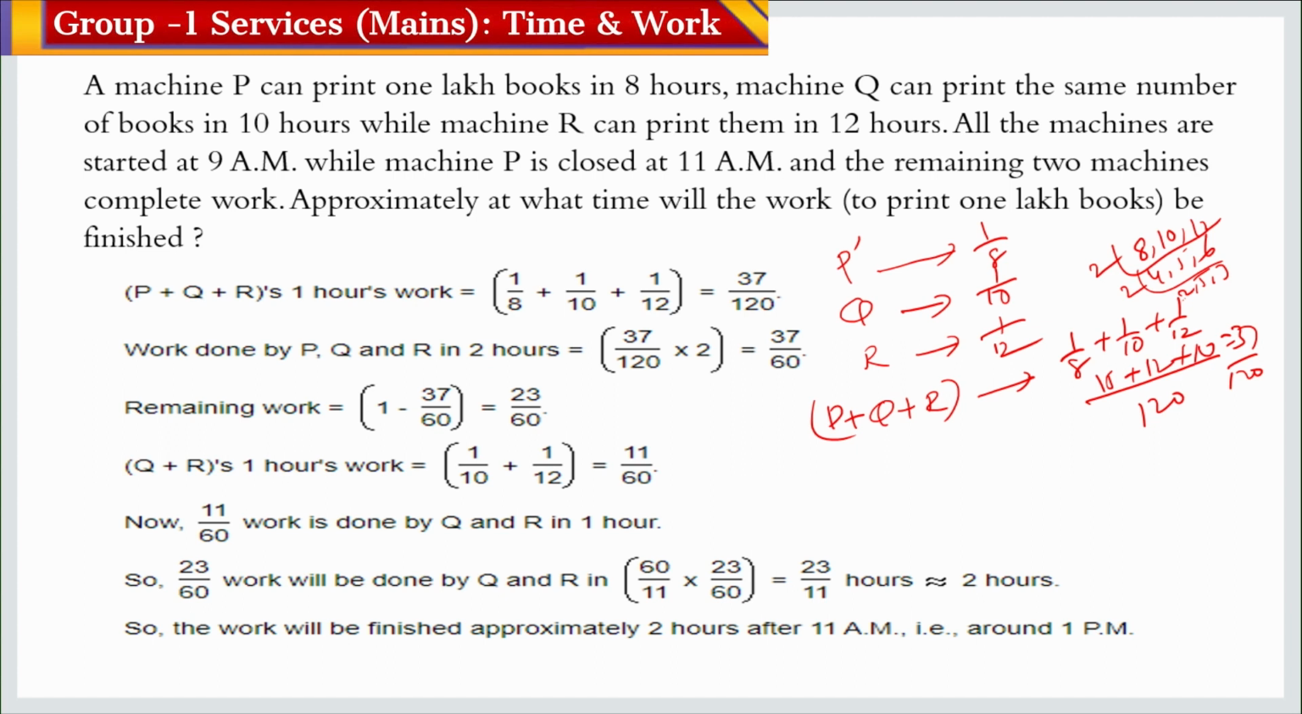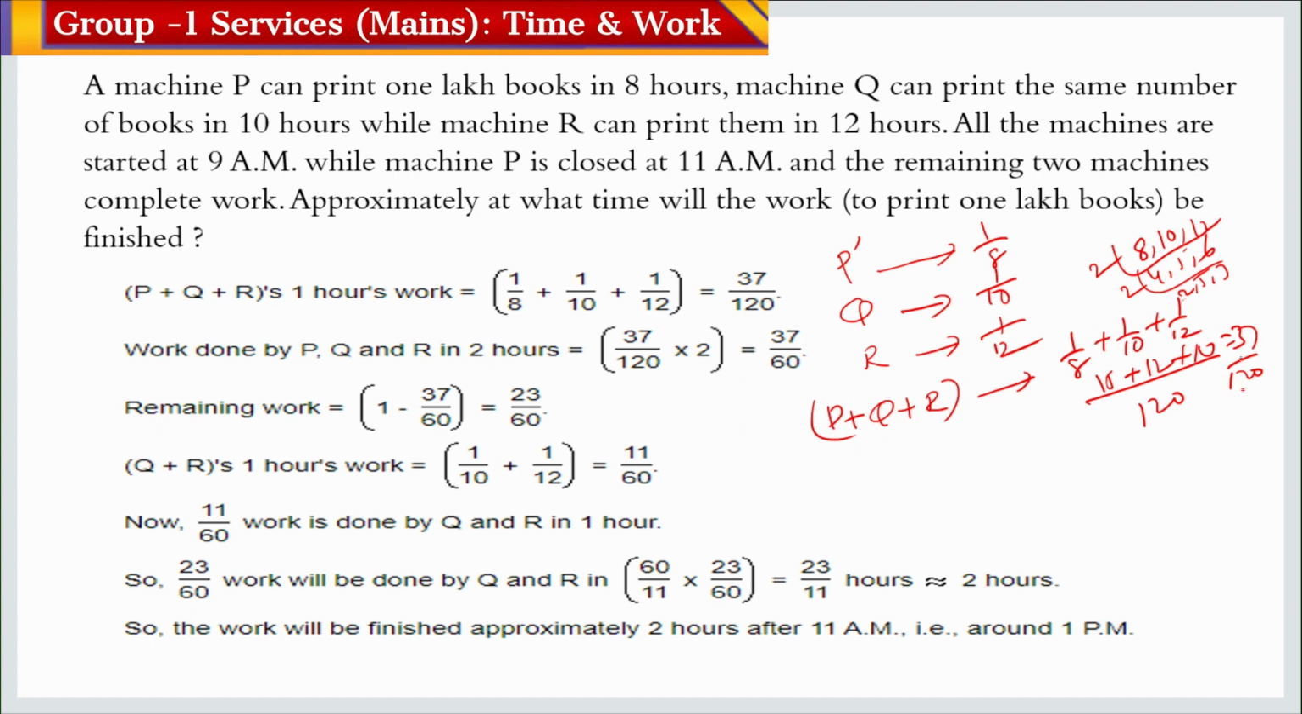Okay. What is the given information? All the machines are started at 9 a.m. and while machine P is closed at 11 a.m., the remaining 2 machines completed the work, correct. Means from 9 am to 11 am all the three worked together, so you have to calculate the work done by all the 3 in 2 hours.